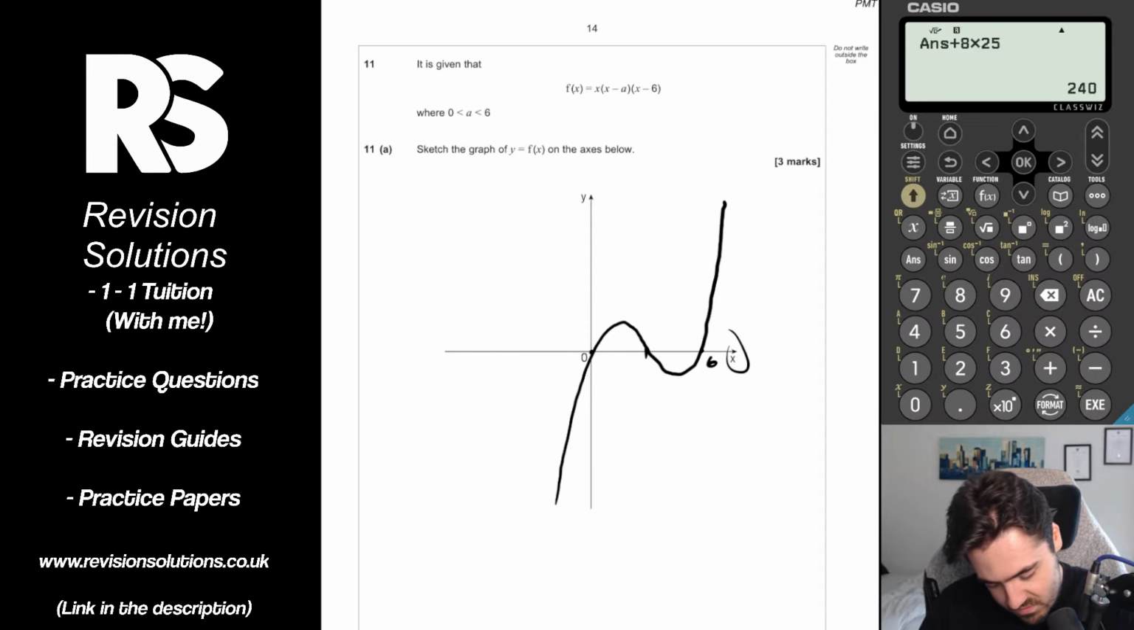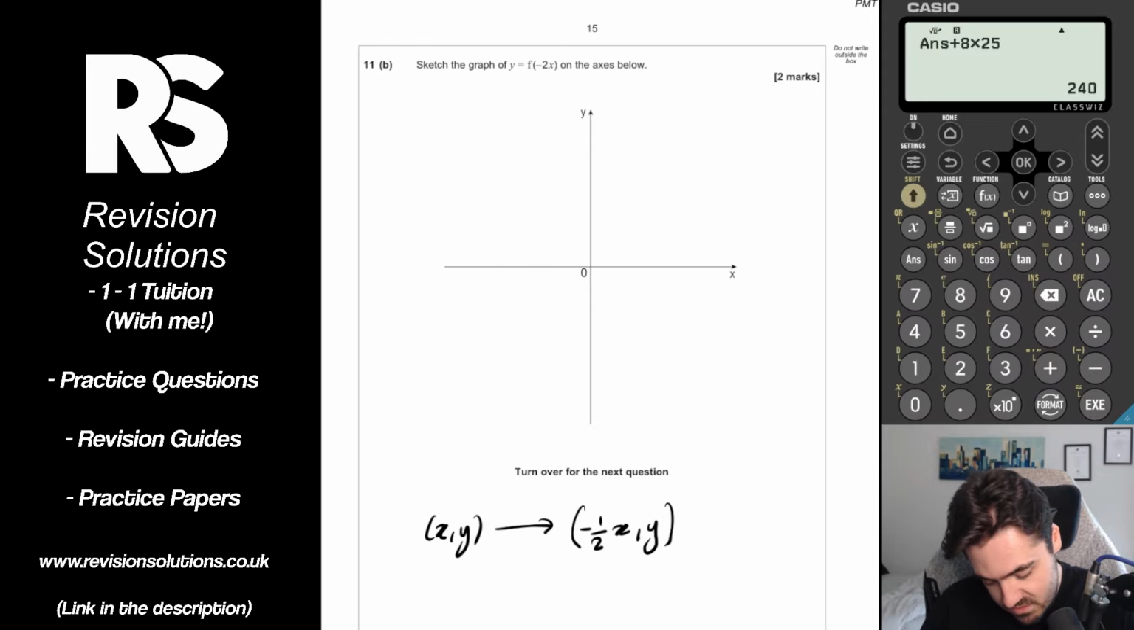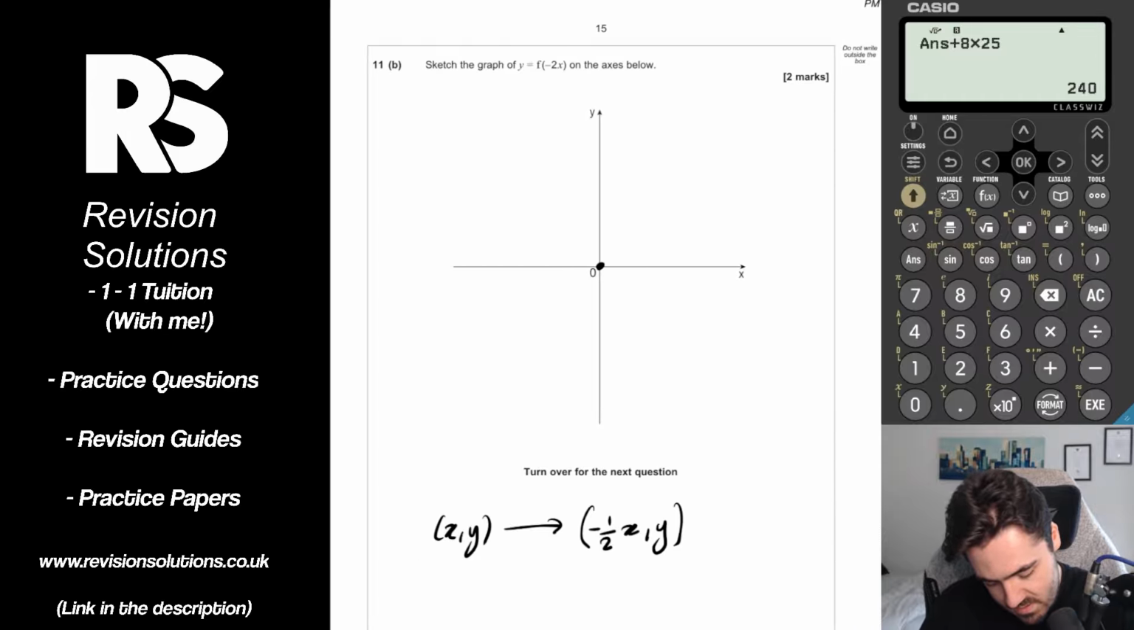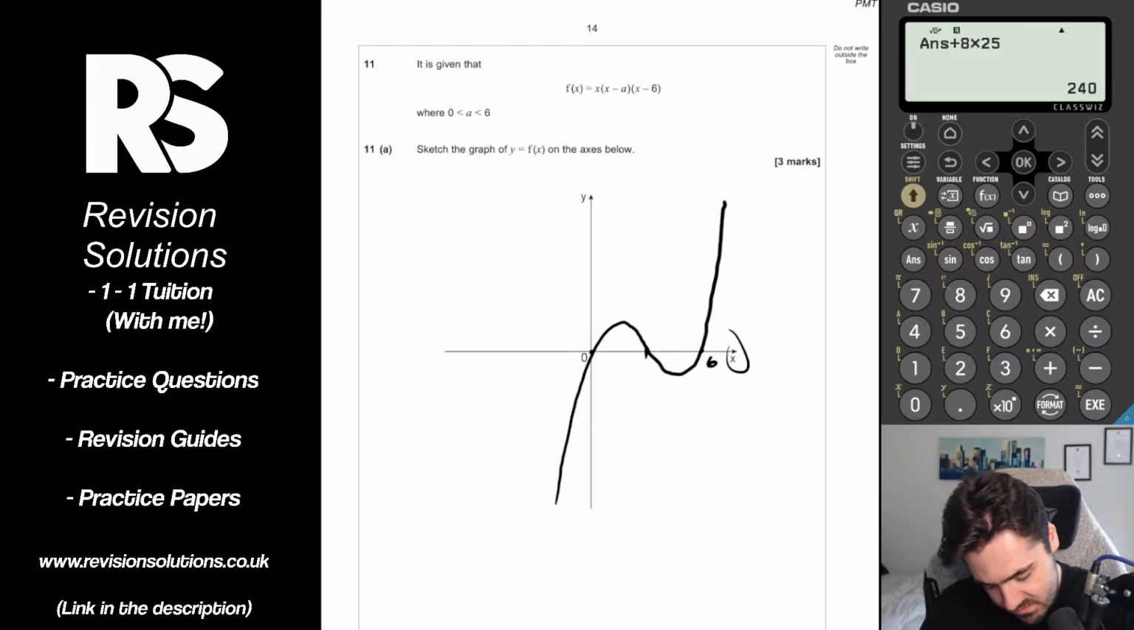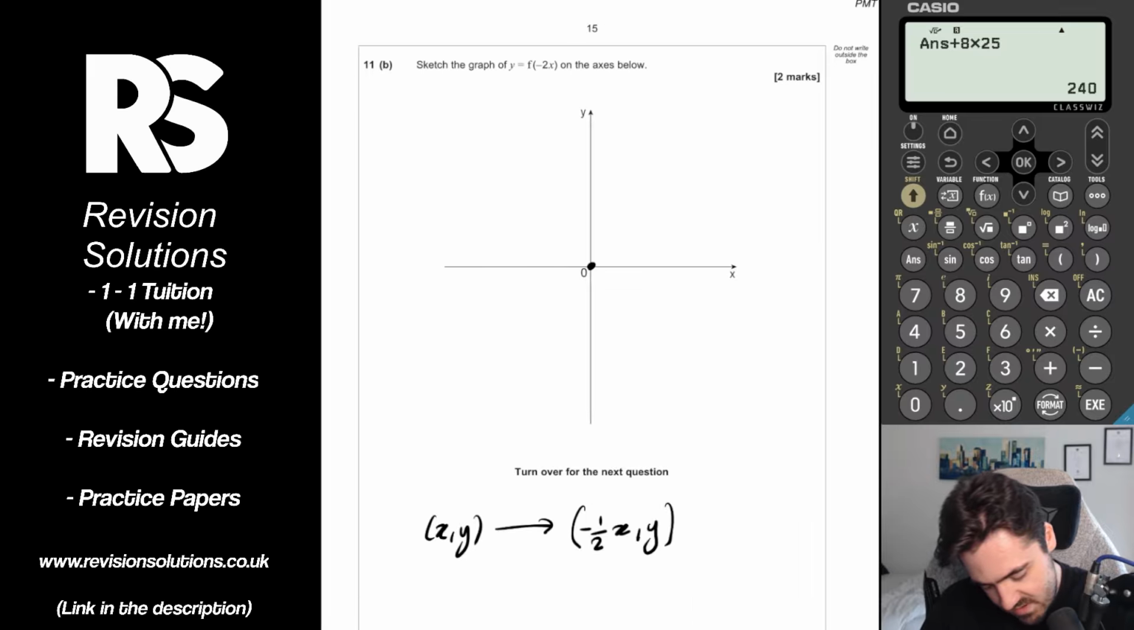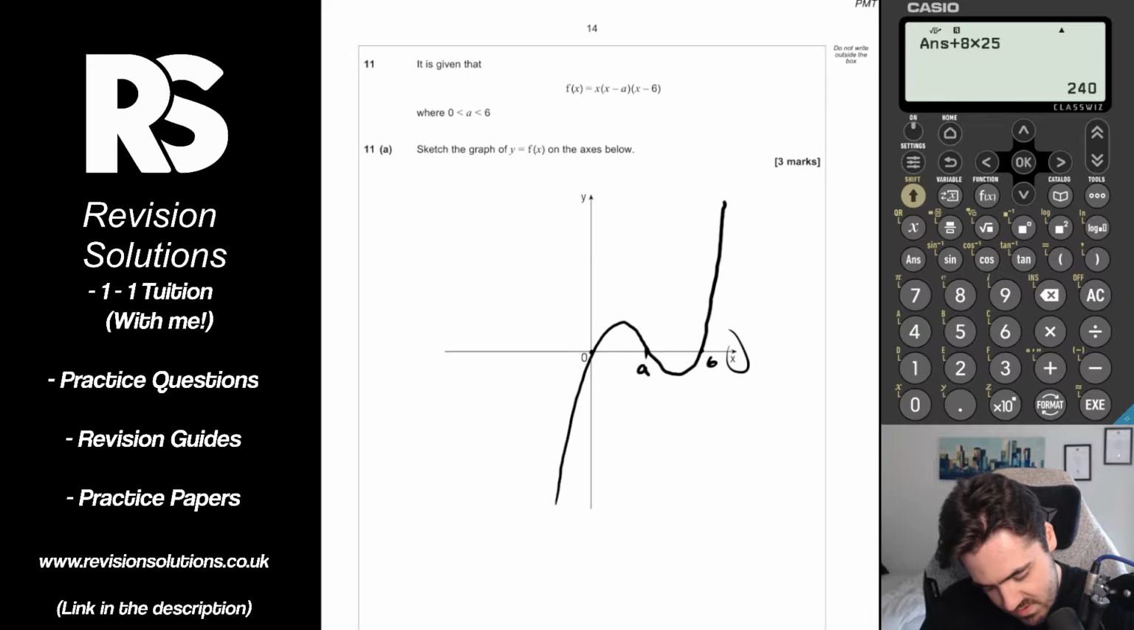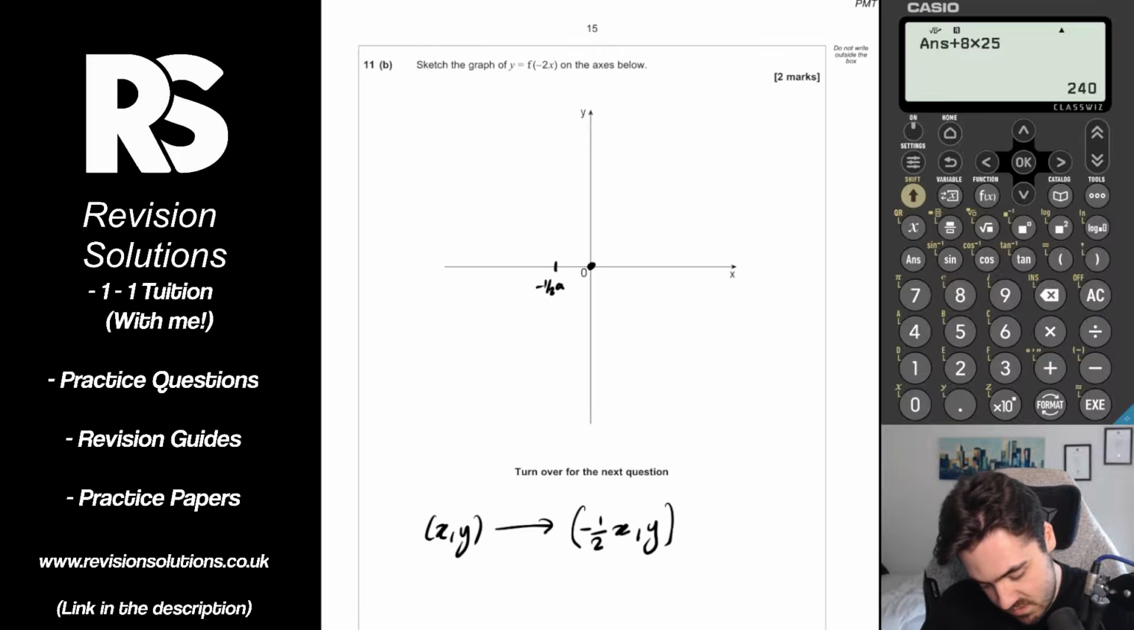So we can just transform all our roots. So 0 is not going to change. That's just going to be 0 still. And then this root here at a, sorry, I should have written that there, that's going to go to minus a half a. It'll be there. And then 6 is going to go to minus 3.